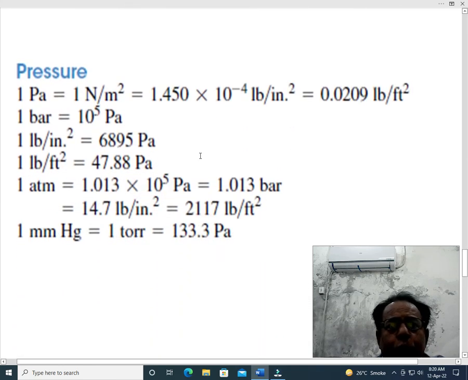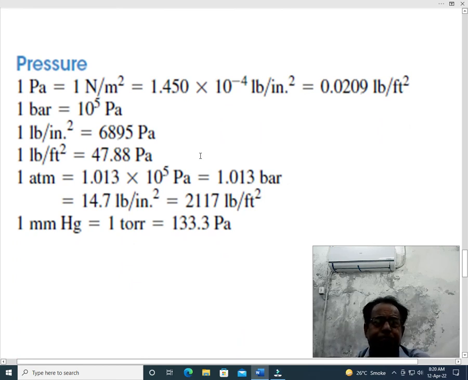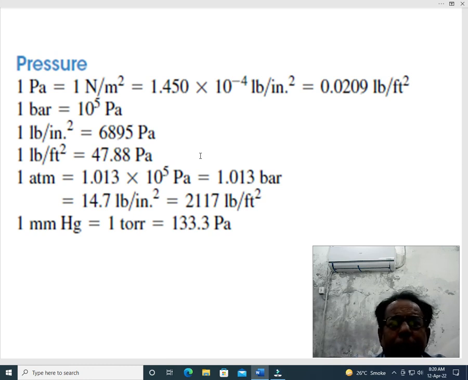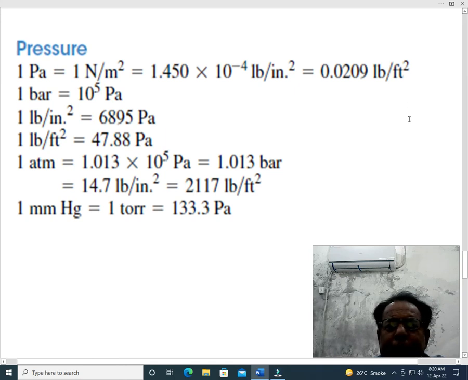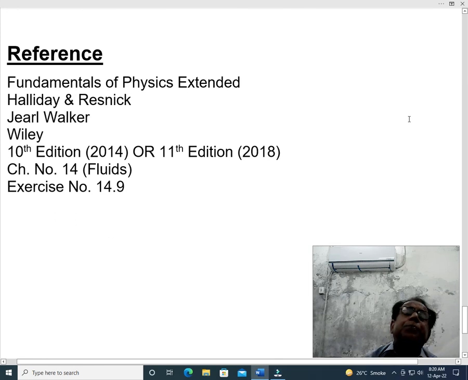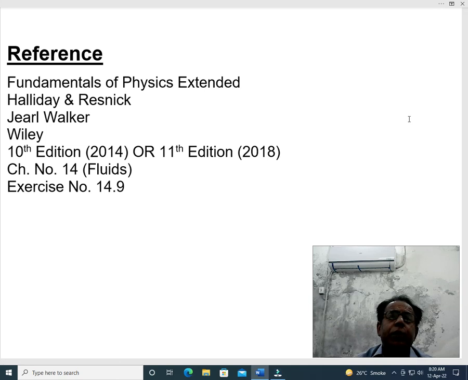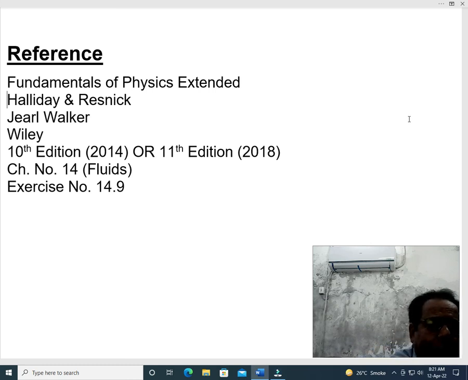However, now we come towards a table which we have already used in our problem, and there is almost no need to explain it anymore. Okay, now we move on to the reference. Okay, the reference book from where this problem has been chosen. Our reference book is Fundamentals of Physics Extended. Its authors are Halliday and Resnick, and the other author is Jearl Walker. Its publisher is Wiley, and its 10th edition 2014 or 11th edition, having been published in 2018, has been adopted or followed. And here chapter number 14 is our concerned chapter under the title Fluids. And this problem is enumerated at serial number 9 of the exercise at the end of the chapter, that is to say exercise number 14.9. And this is the end of our module, our problem.